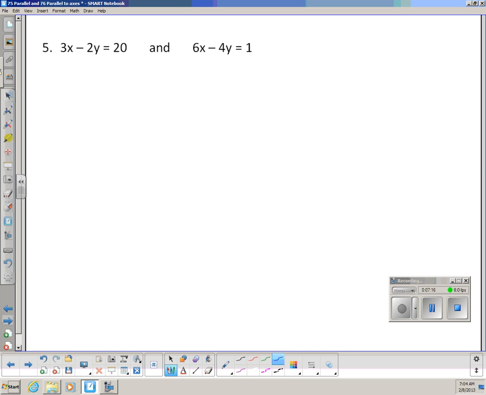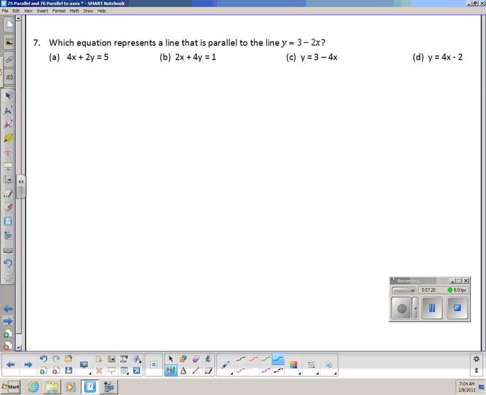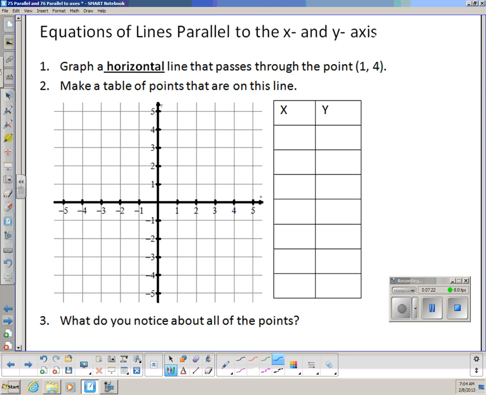Okay? All right. That concludes that part of the lesson. And so now we're going to go to equations of lines parallel to the x and y axis. So step 1 says graph a horizontal line that passes through the point 1, 4. So the point 1, 4 is here. And I would like to graph a horizontal line.